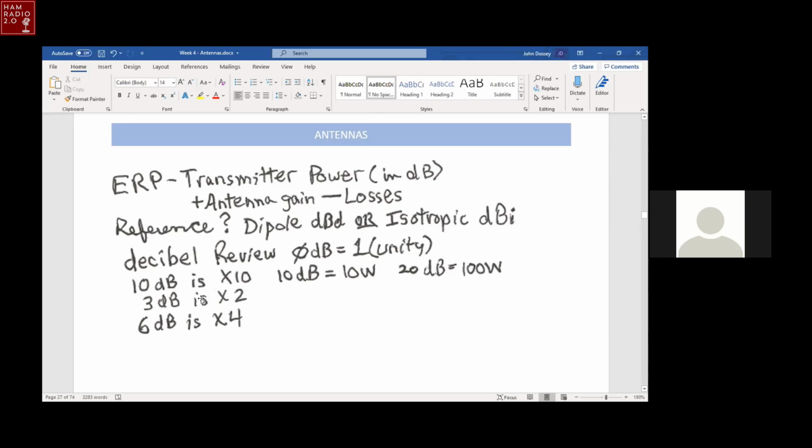If you want 200 watts transmitter output, add 3 dB to 20. So 23 dB is 200 watts, because the extra 3 dB over the 20 for 100 watts is a factor of 2 in power. 6 dB is a factor of 4 in power. So 400 watts would become 26 dB. See how easy decibels are? They're easy.